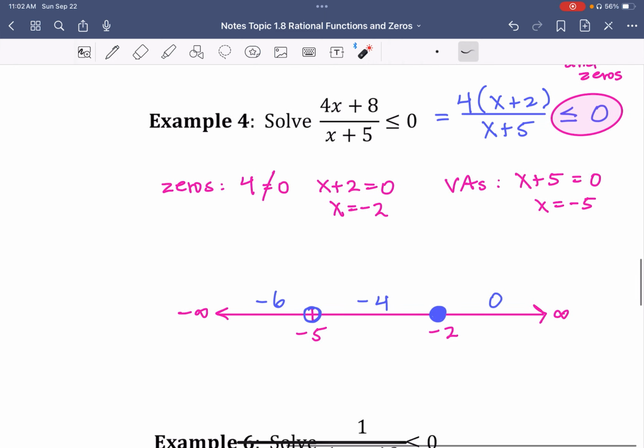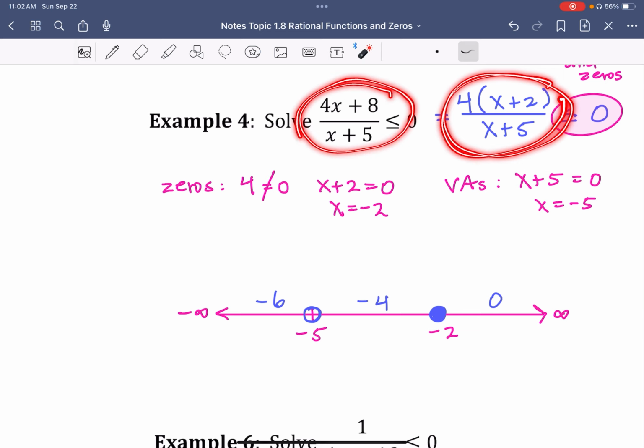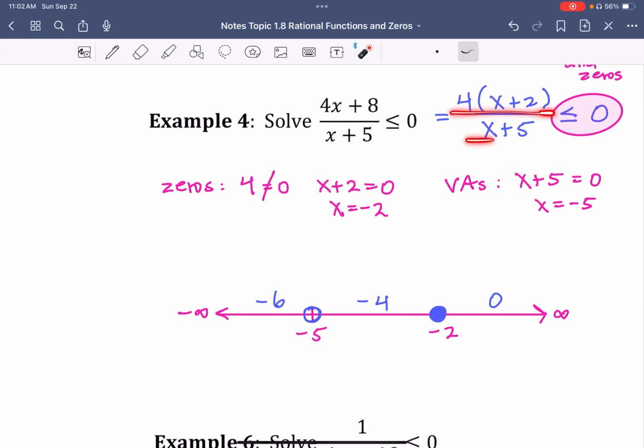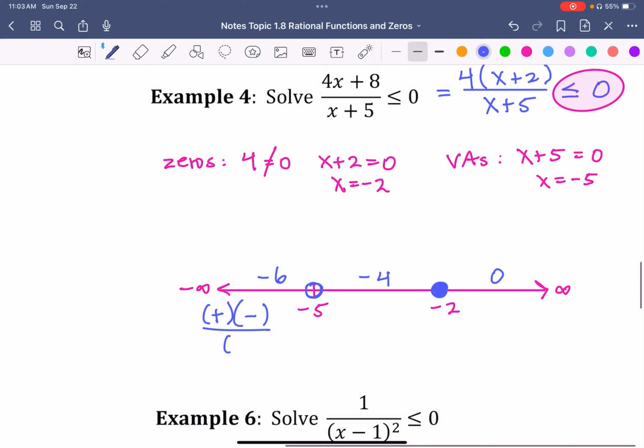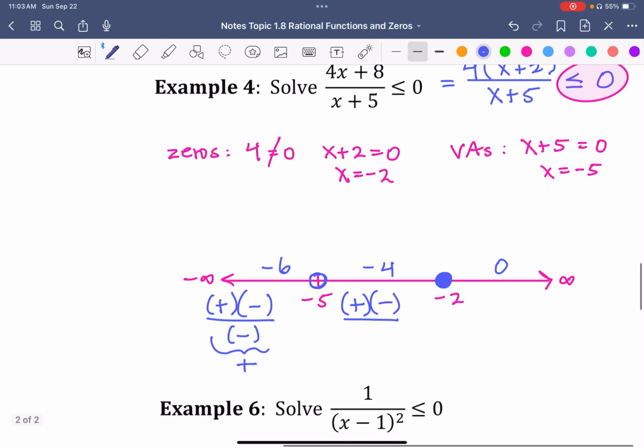Okay, now I'm going to be plugging it into this one. You can plug it into that one as well. It's your choice, but I'm going to be using this one. That 4 in the front is always going to be positive because it's just a positive 4. It's a constant number. And then negative 6 plus 2 is negative, and negative 6 plus 5 is negative. An even number of negatives will be a positive. Okay, the next interval, we have a positive 4 that never changes. Negative 4 plus 2 is negative, and negative 4 plus 5 is positive. So this interval has an odd number of negatives, so it'll be negative.